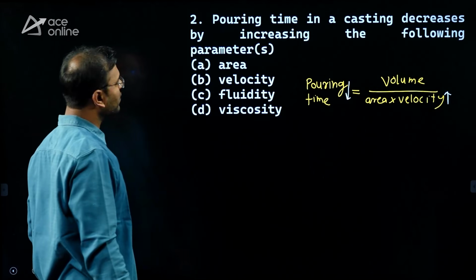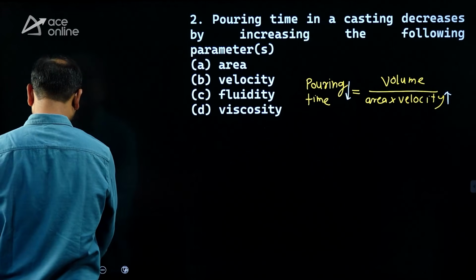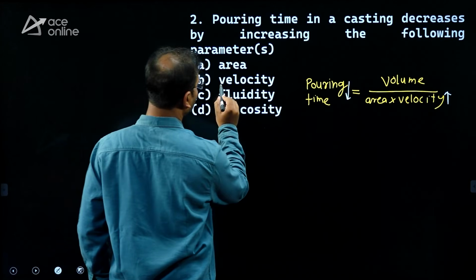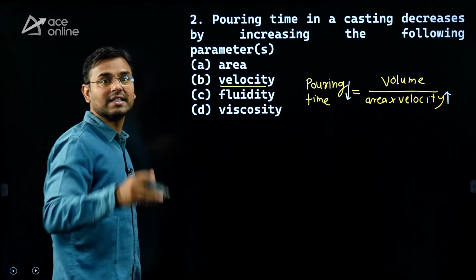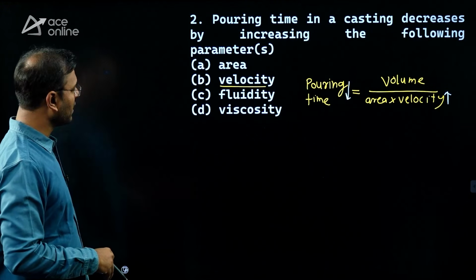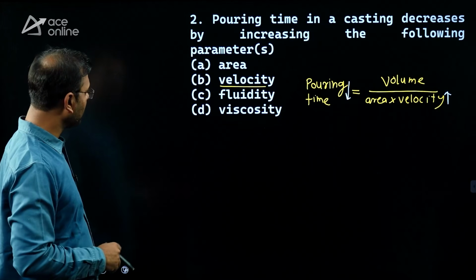Okay, is there an option velocity? By increasing the falling parameter. Correct. The velocity is correct. When velocity is going to increase, then you can see that the pouring time is going to reduce. It is correct. One option is correct. That is option B is correct.